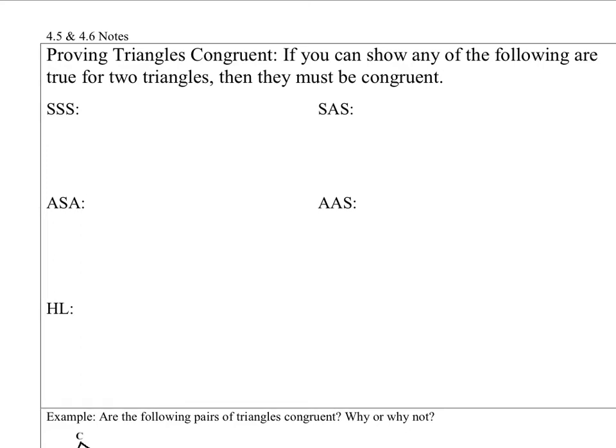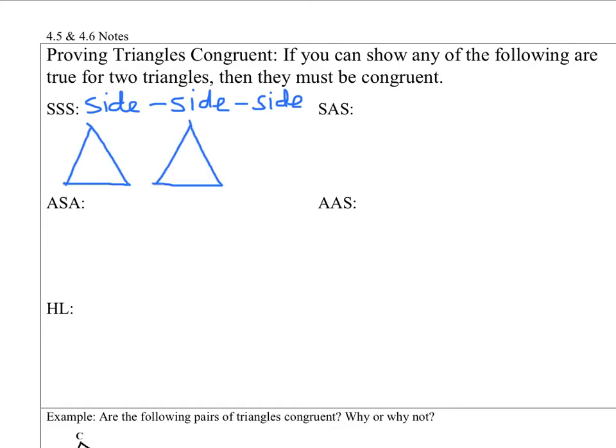There's 5 of them. This first one that says SSS stands for side, side, side. So basically, if you can show that two triangles have all three sides in common, then you don't need to show anything about the angles. You can stop there. There's no other option but that those two triangles are congruent. So if you can show that these two triangles have that side in common, that side in common, and that side in common, then it is for certain that those triangles are congruent to each other.